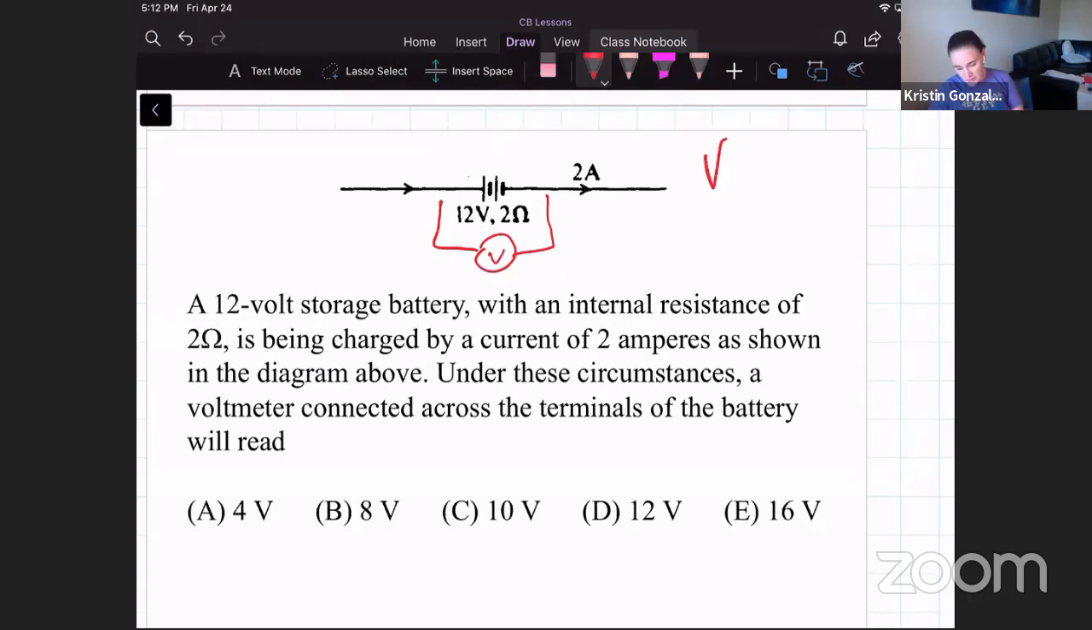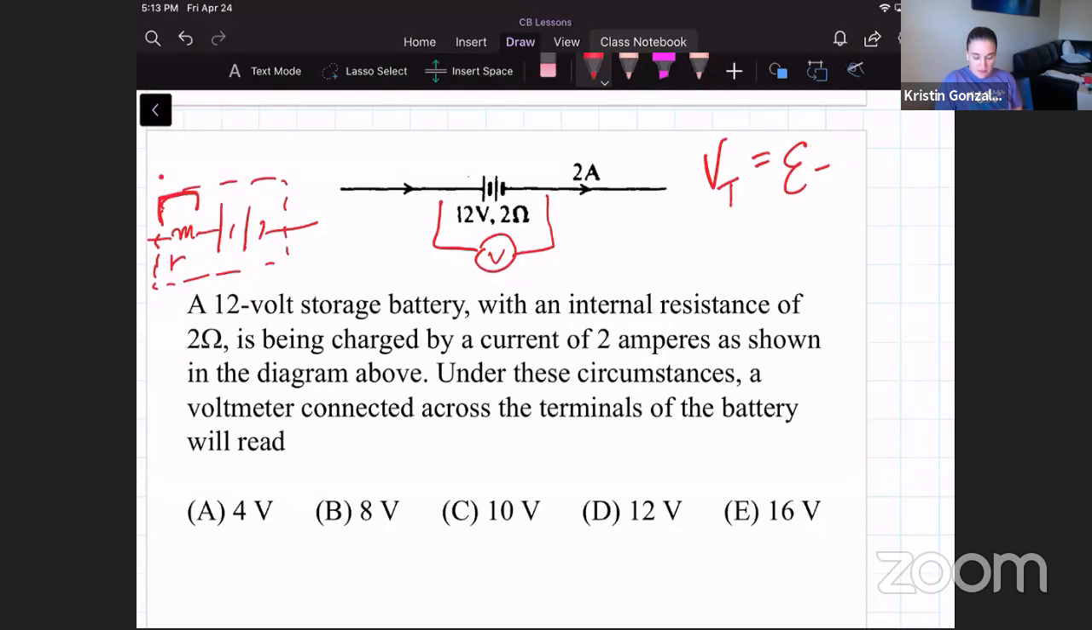The way we can find that terminal voltage is the EMF of the battery, what we get when it's not connected to the circuit, minus the voltage drop of the internal resistance. Another way to write this: we've got our battery and that little resistor R, the internal resistance of the battery. So the terminal voltage would be the EMF of the battery minus the potential difference across that internal resistance.